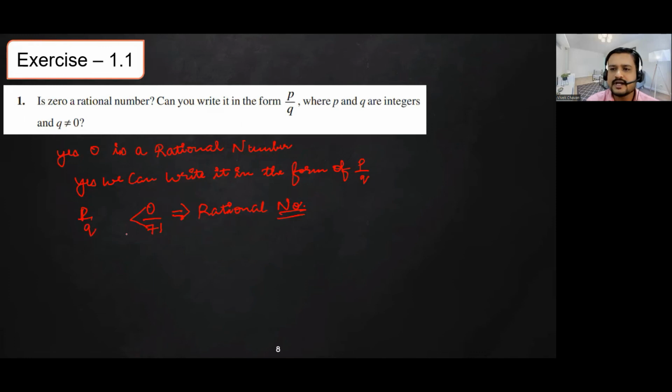And 0 upon anything you take, what answer do you get? You get 0 only. 0 upon any value, its answer is 0 only.